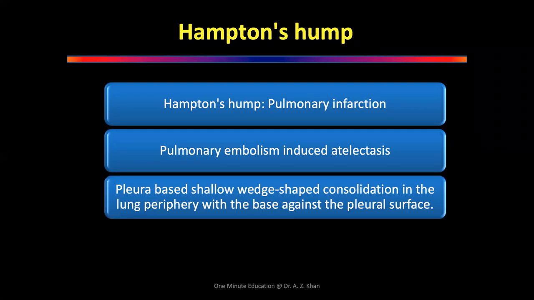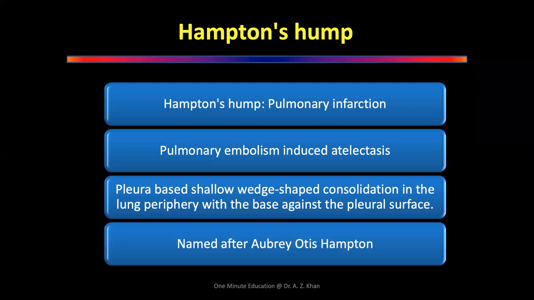It's a pleural based shallow wedge shaped consolidation in the lung periphery with the base against the pleural surface and the apex towards the hilum. So the triangular area in the periphery is called Hampton's hump. Okay, and it's named after Aubrey Otis Hampton.